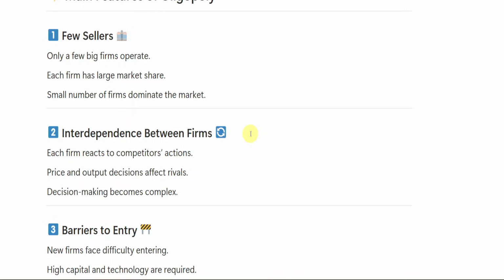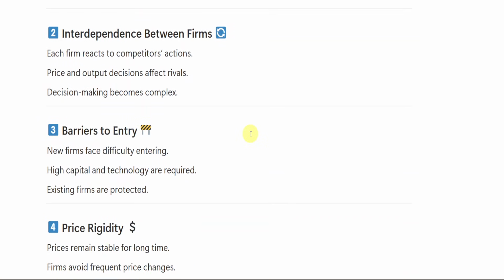Interdependence between firms. Each firm depends on other firms. If one firm changes the price, changes output, or starts heavy advertising, other firms will also react. So firms must think what other firms will do. Competition पे ज़्यादा ध्यान देते oligopoly में.